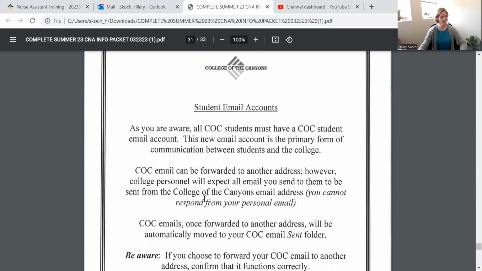And please remember to check your student emails. The COC email will be the one that the nursing office communicates with, as well as your instructors. Please check it frequently as there are updates, and you need to make sure that you give yourself enough time to make the deadlines. So check your COC emails frequently. I suggest 3 times a week.